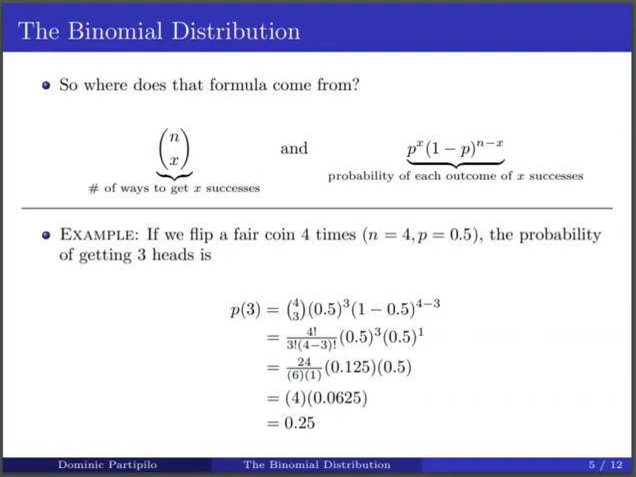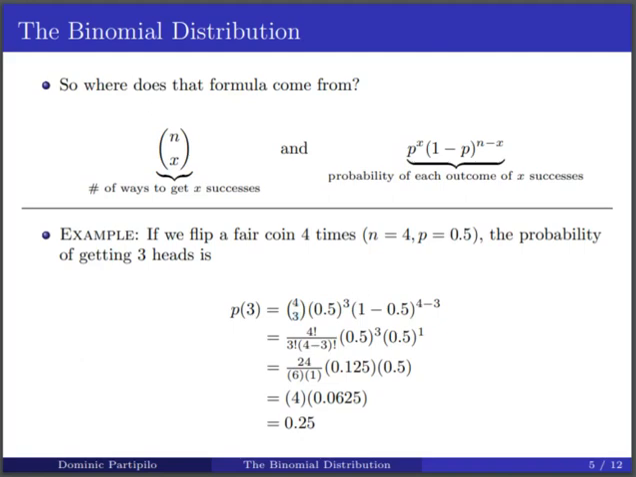So then the probability of getting exactly 3 heads is going to be p of 3. All we're doing is plugging this into the formula. Remember, the first part of the formula was n choose x. We know that n is 4, and we know that x is going to be 3 in this case, because we're interested in the probability of getting exactly 3 heads. So this is going to be 4 choose 3.